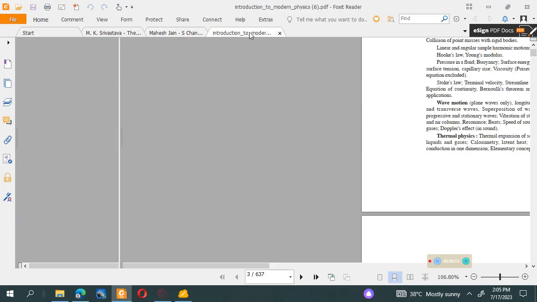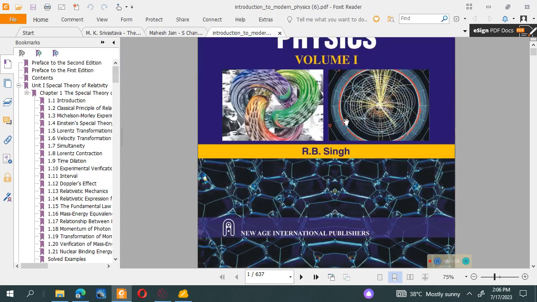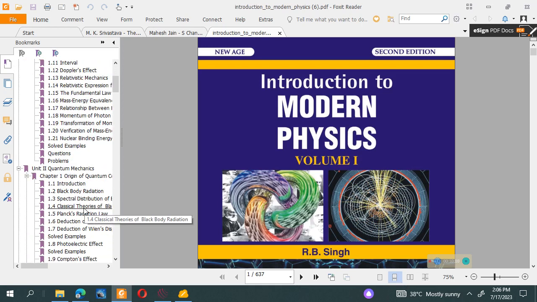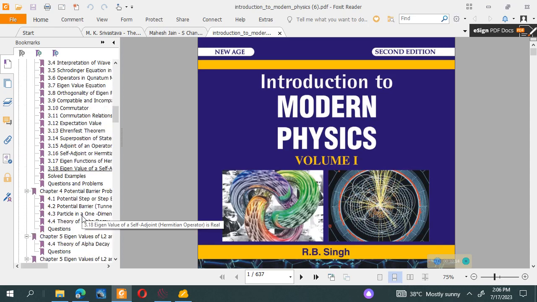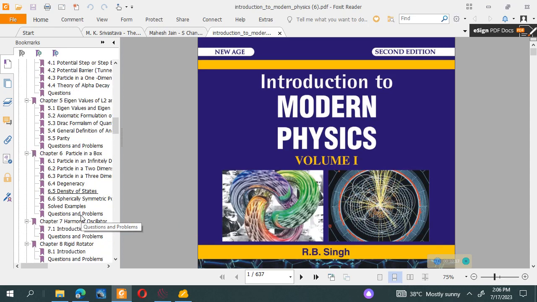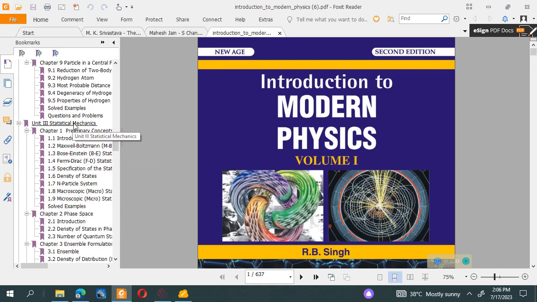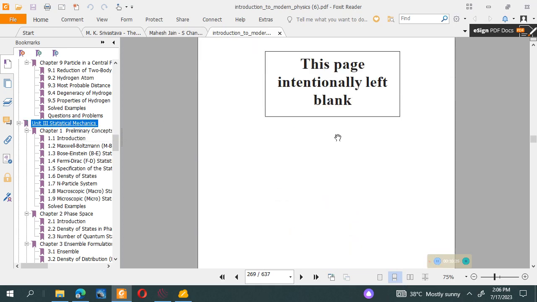And for statistical mechanics, we have another book which is entitled Introduction to Modern Physics, Volume 1 by R.B. Singh. This contains a very good detail about statistical mechanics. I think this last portion is about statistical mechanics. This one, Unit 3. This is the Introduction to Modern Physics by R.B.